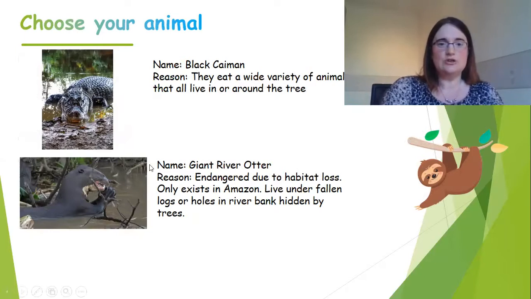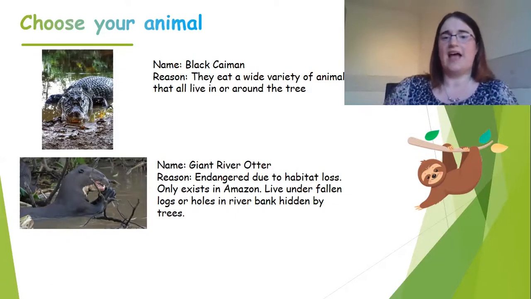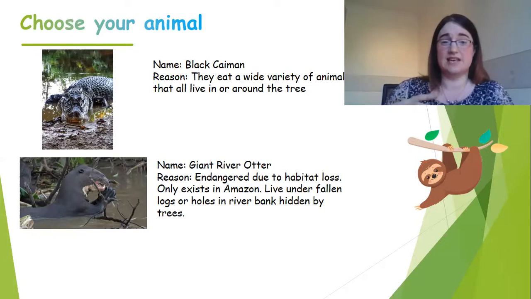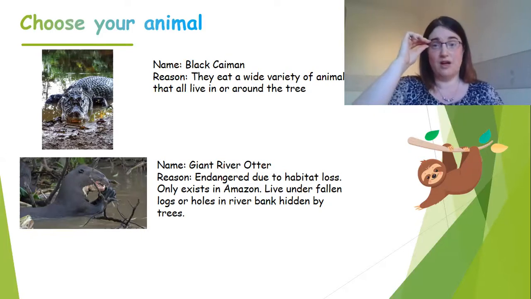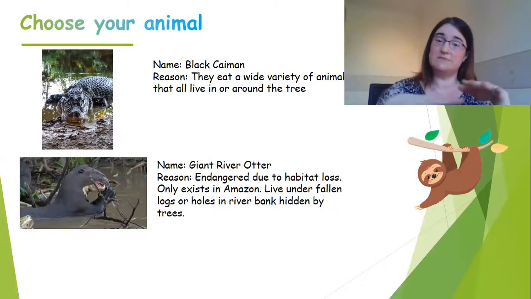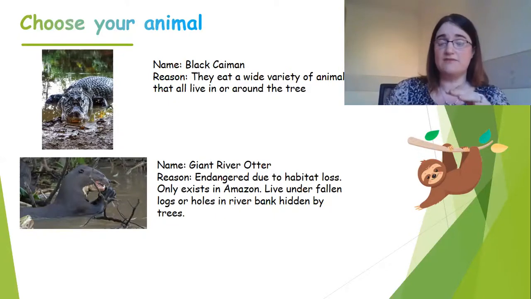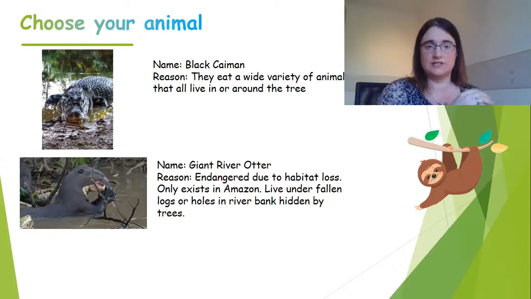Or finally, you might decide to choose the giant river otter. So this is a huge version of an otter, and it's endangered because it loses its habitat a lot, and it really likes to exist under fallen logs. So it doesn't want somebody to cut down a tree and take it away like that man's going to do. It doesn't mind the rains pouring down and causing a tree to fall, because it likes to make its home underneath it. And it also likes to hide in holes in the riverbank, and it likes there to be quite a nice tree coverage over it so other creatures can't see it.